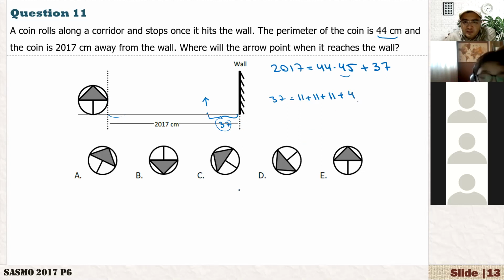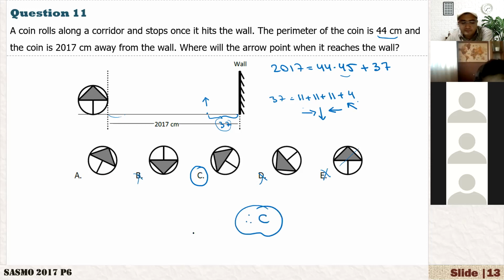Here, if you look at this one, after the first 11 the arrowhead looks like this, the first quarter. After the second 11, it looks like this. After the third 11, now it looks like this. With a little bit more, 4, it will be looking something like that. So that's why this one is not possible. E is not possible, D is not possible, B is not possible, A is not possible. The only answer is C. So the answer is C.